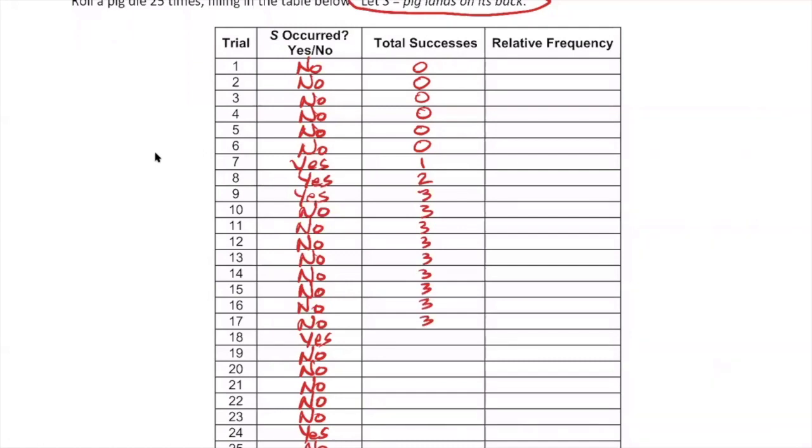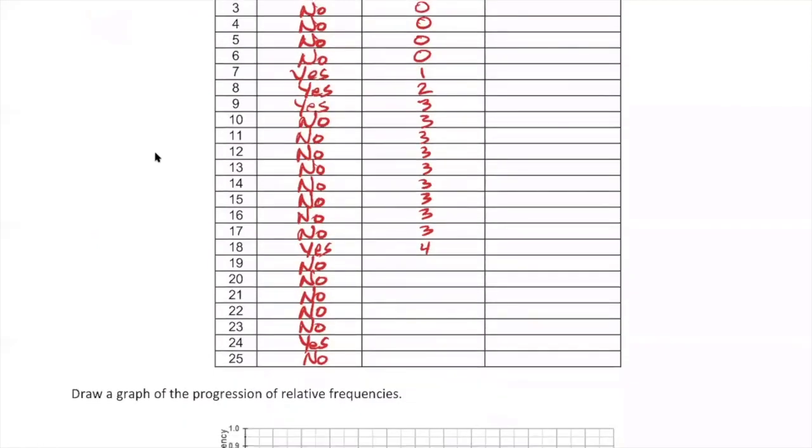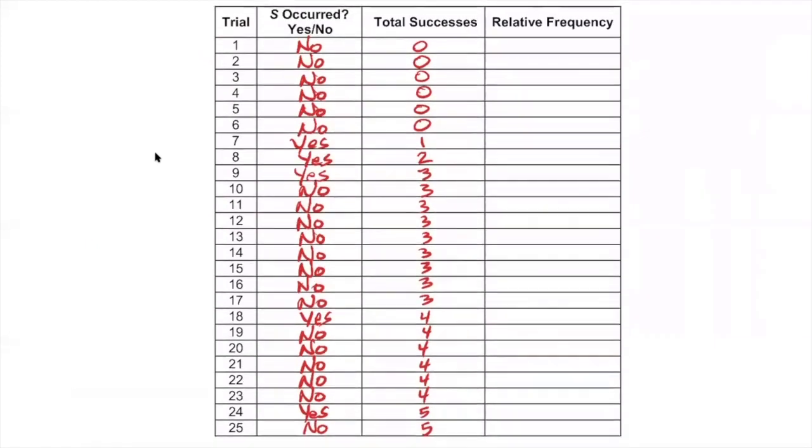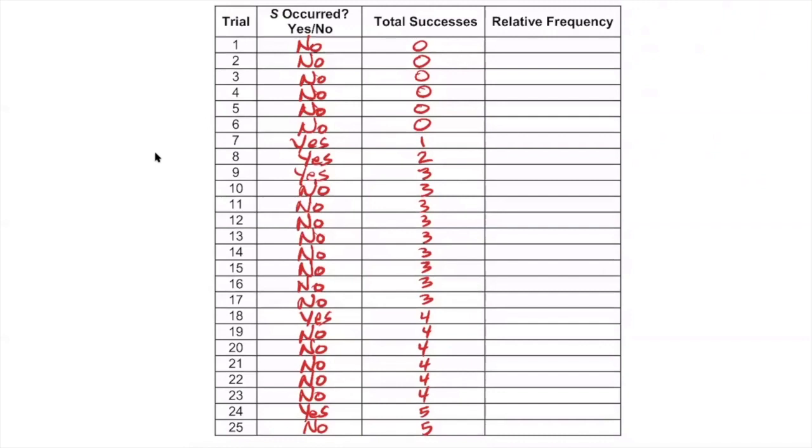There's a yes on trial 18, so I'm up at 4. Then no successes, so I'm stuck at 4. Then trial 24, where I'm at my 5th success, and that's all I got. So do yours something like that. Just increment when you see a yes.